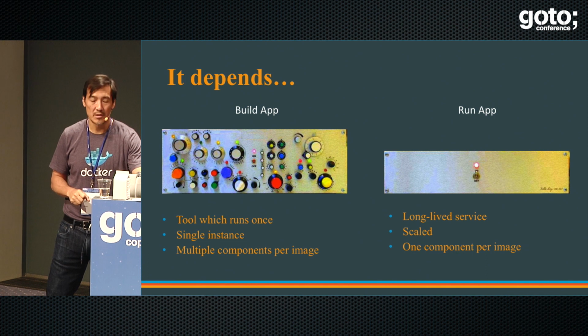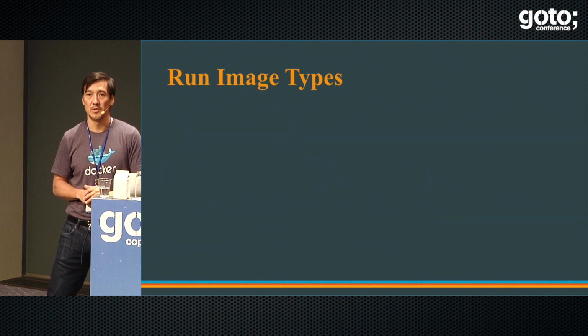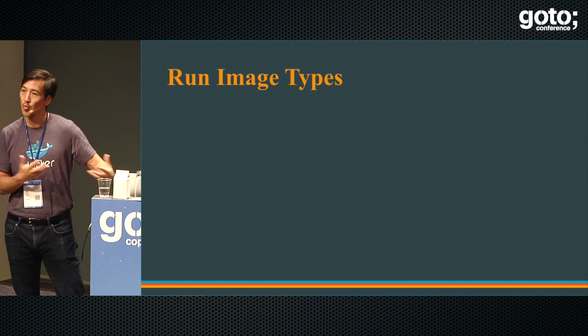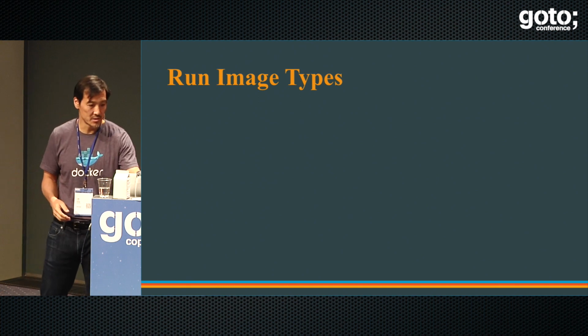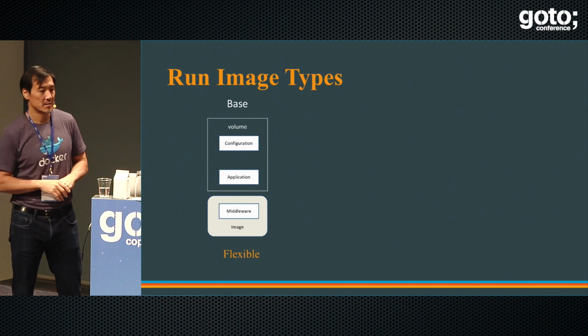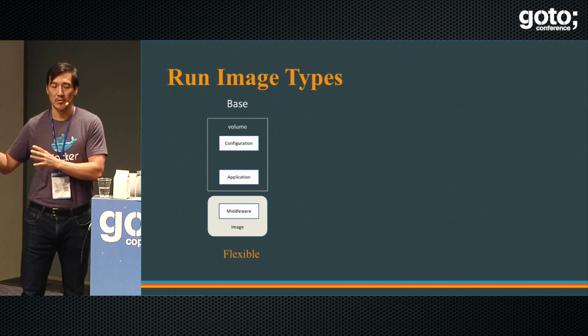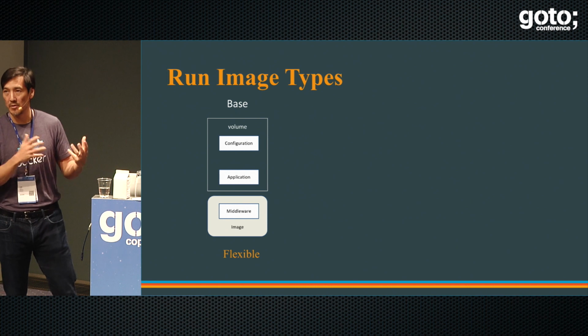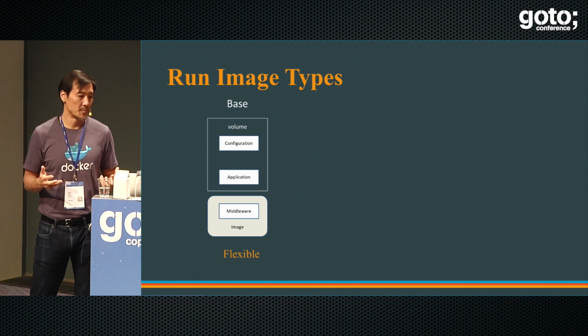Now let's double click on these run image types. There are still some questions: what should actually go into these run images? I'm going to give you 3 different types of images that we categorize. The first one, you've probably all heard of. This is a base image.